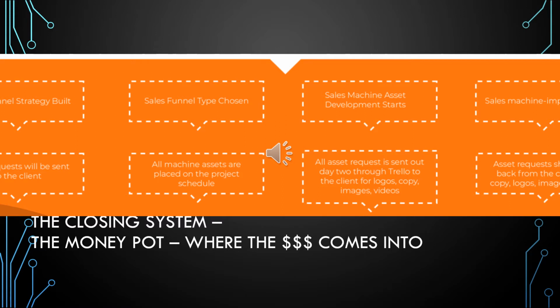Copy requests will be sent to the client for review, and all machine assets are then placed on the project schedule. All asset requests are sent out within 2 days of the start of the project so that we have it back in time. It usually takes about 7 days tops for all the material to be back. And then asset requests should be back from the client, so the entire system can be tested and proven true, and then implemented, and then we move on to client nurturing.